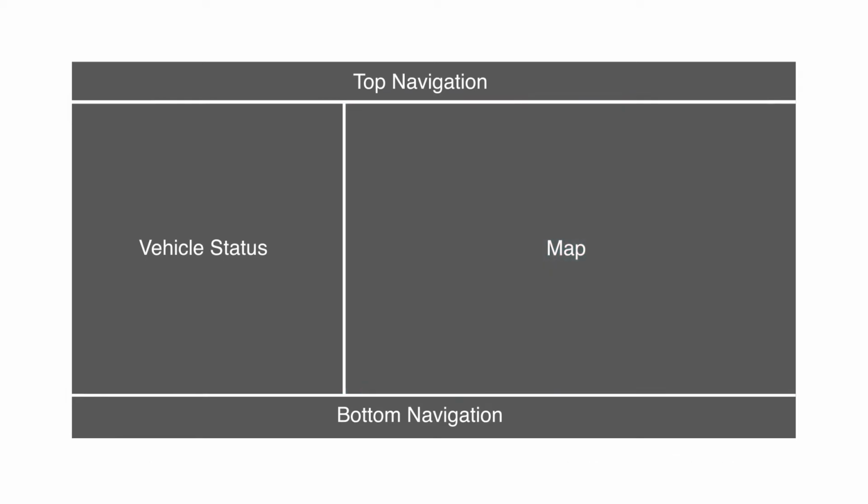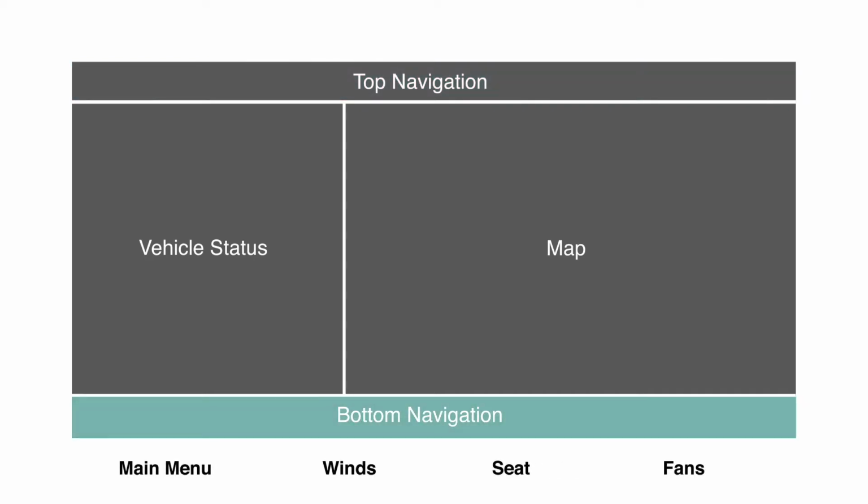There are 2 navigation bars. One is on the top, it shows the time and the date. The other one is on the bottom to show the essential functions, like the main menu, winds, seat, fans, etc.